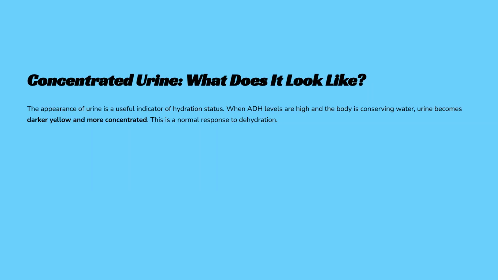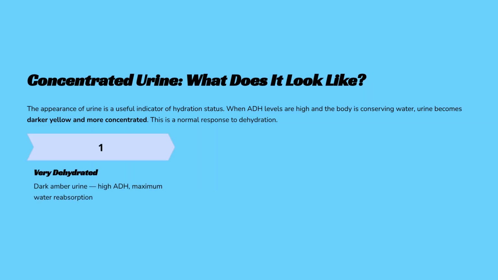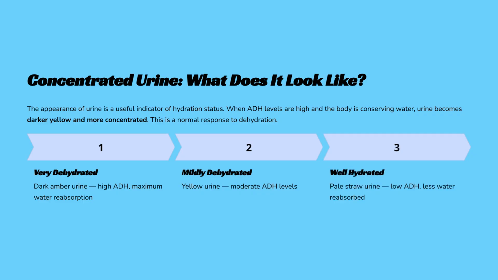Urine appearance indicates hydration. High ADH leads to dark amber, very concentrated urine, signaling dehydration. Yellow urine indicates moderate ADH, and pale straw urine shows low ADH, meaning you are well hydrated.